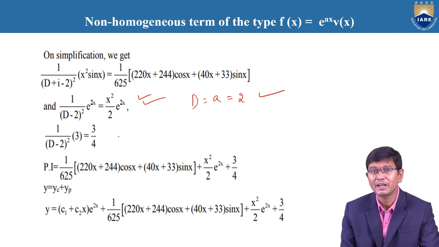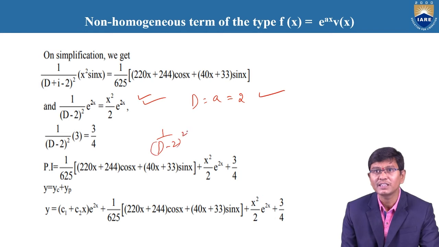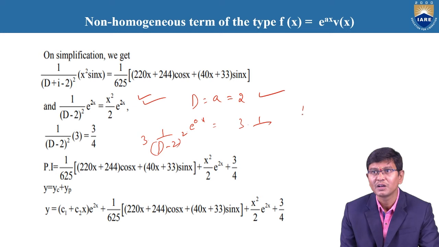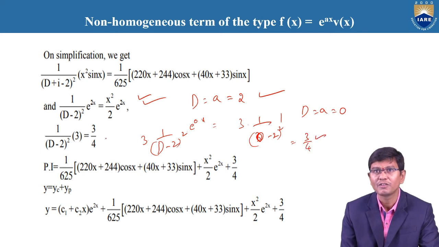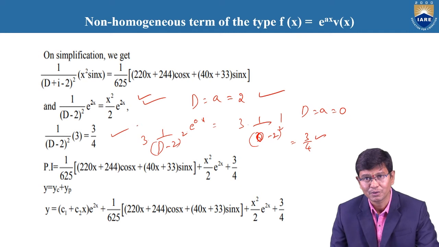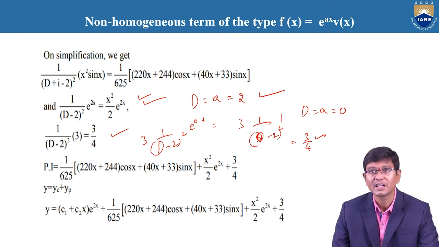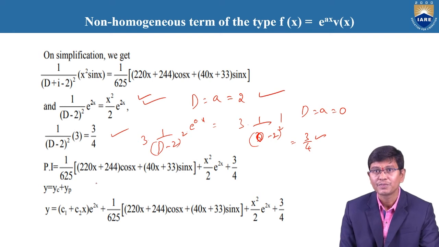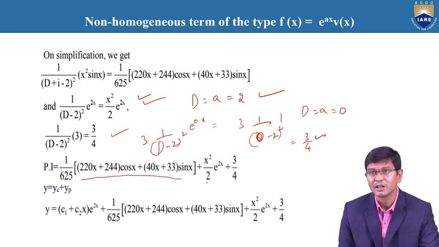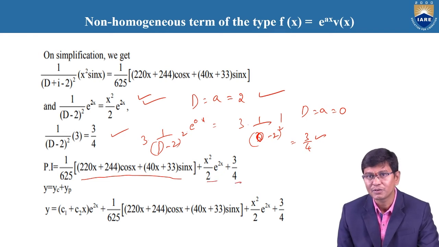Now the third part, 1 by (D minus 2) whole square into 3. Take unity common, with 3 outside, and assume 1 as e power 0x. Therefore 3 into 1 by, replacing D with a, which is 0, so (0 minus 2) whole square into 1, which is nothing but 3 by 4. That is the meaning of 1 by (D minus 2) whole square into 3, it is 3 by 4. Therefore the particular integration is the addition of these three parts: one part with the help of type 2, another with type 1, and the third part is 3 by 4.